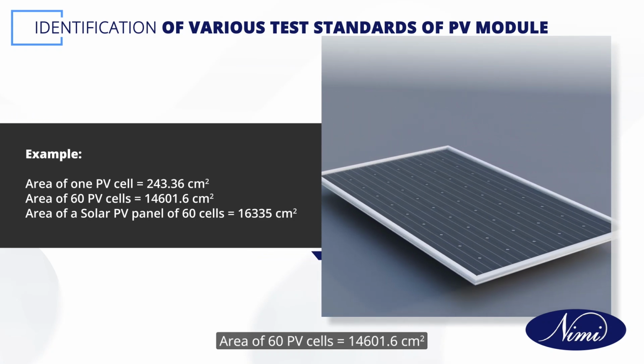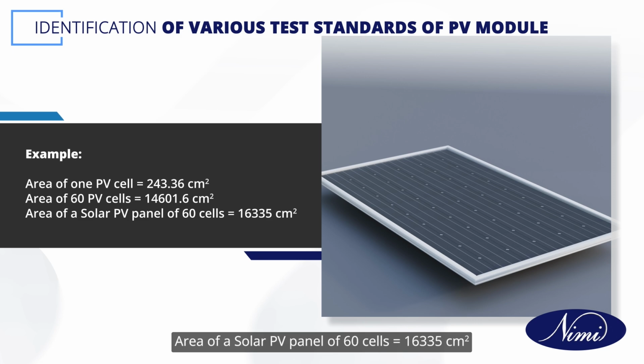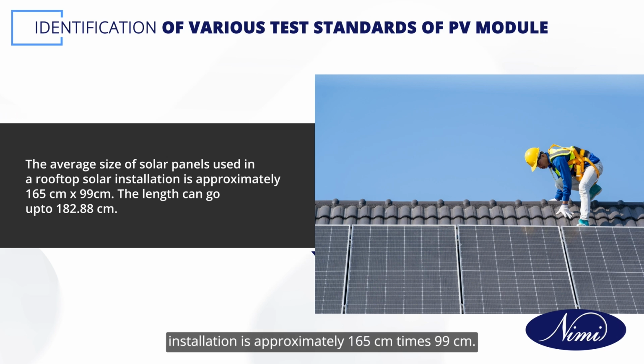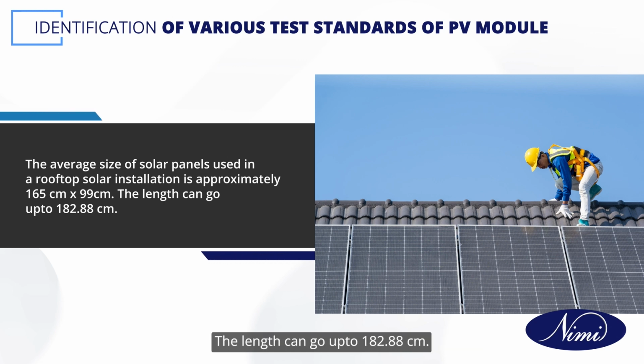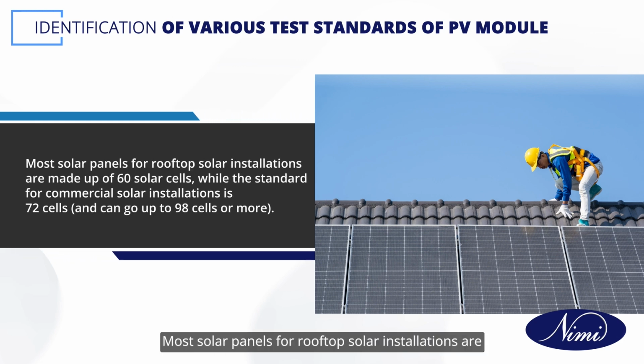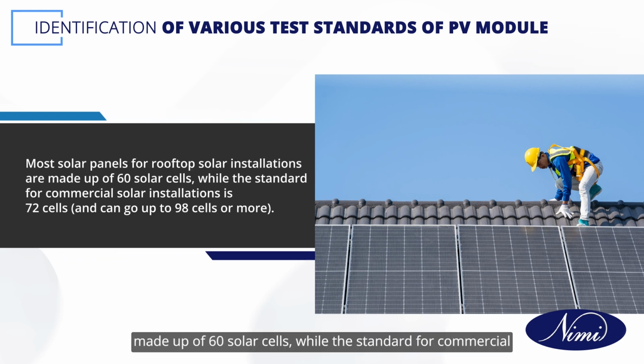area of 60 PV cells is equal to 14,601.6 cm square. Area of a solar PV panel of 60 cells is equal to 16,335 cm square. The average size of solar panels used in a rooftop solar installation is approximately 165 cm times 99 cm. The length can go up to 182.88 cm.